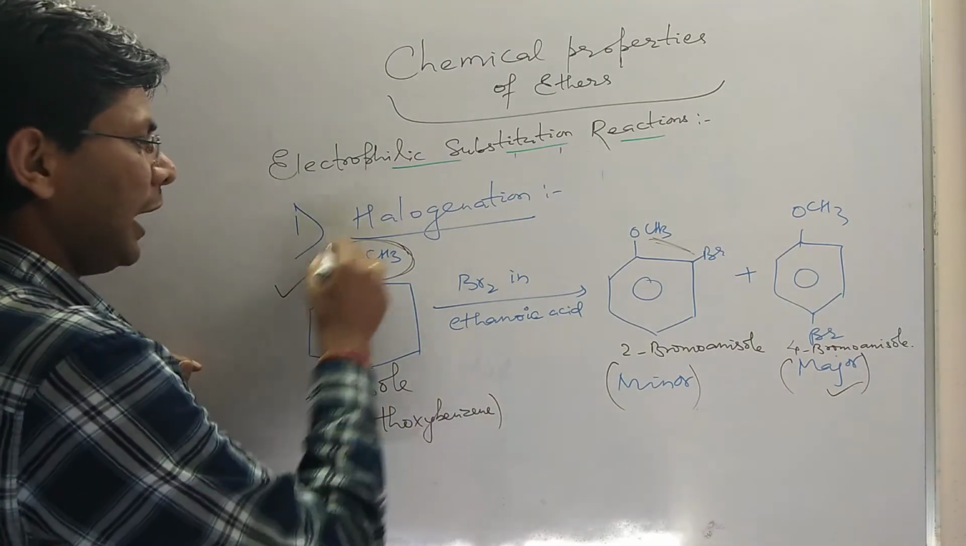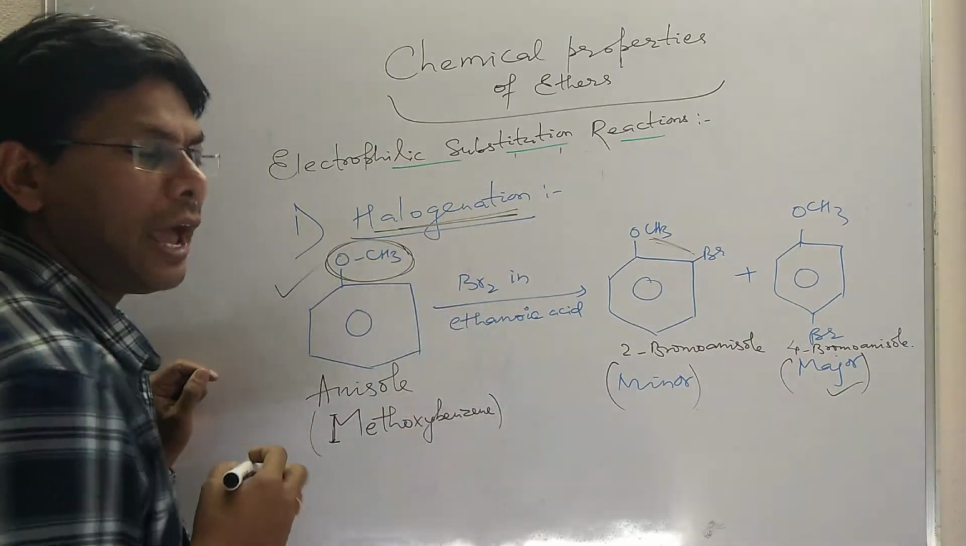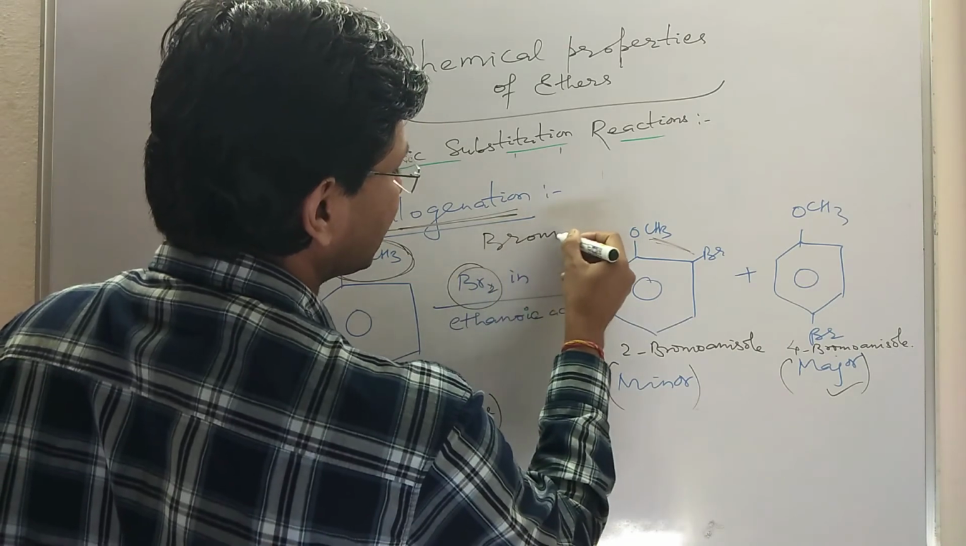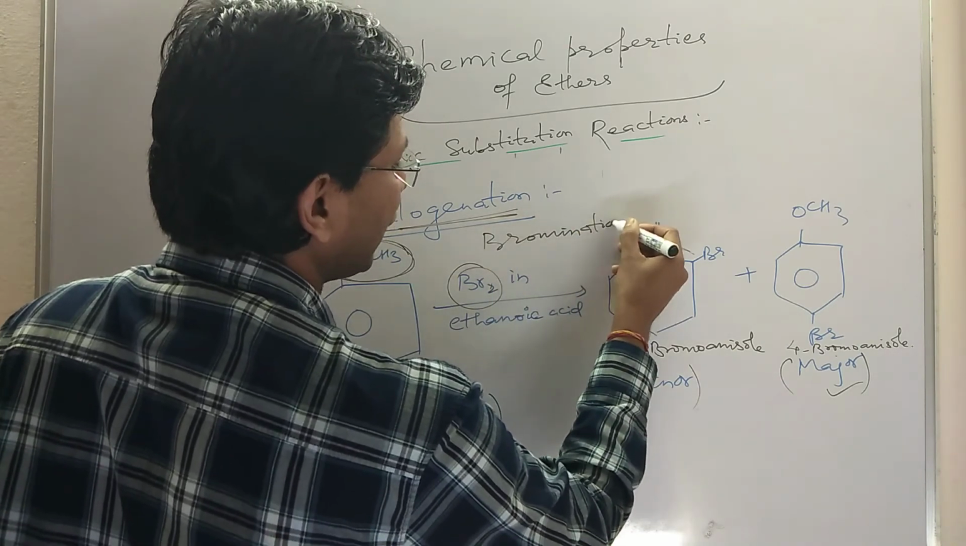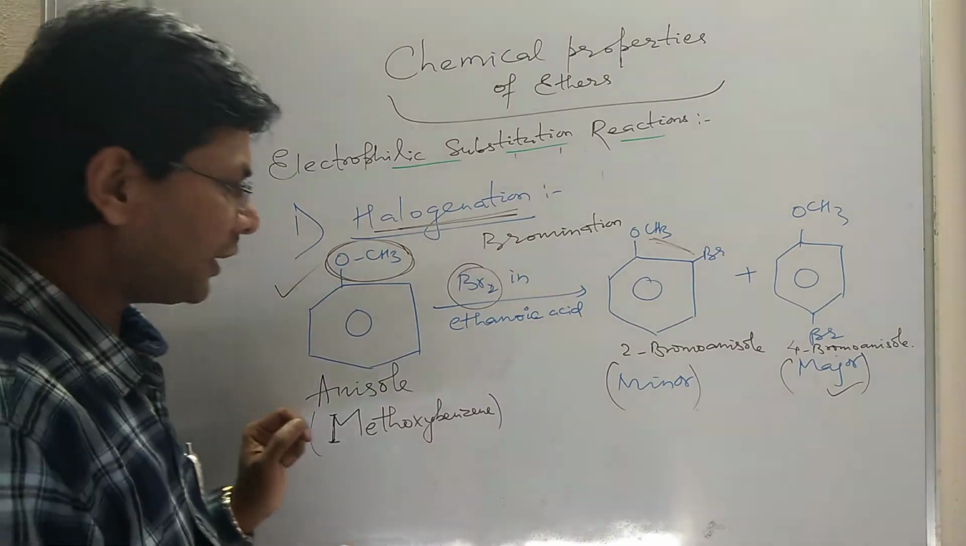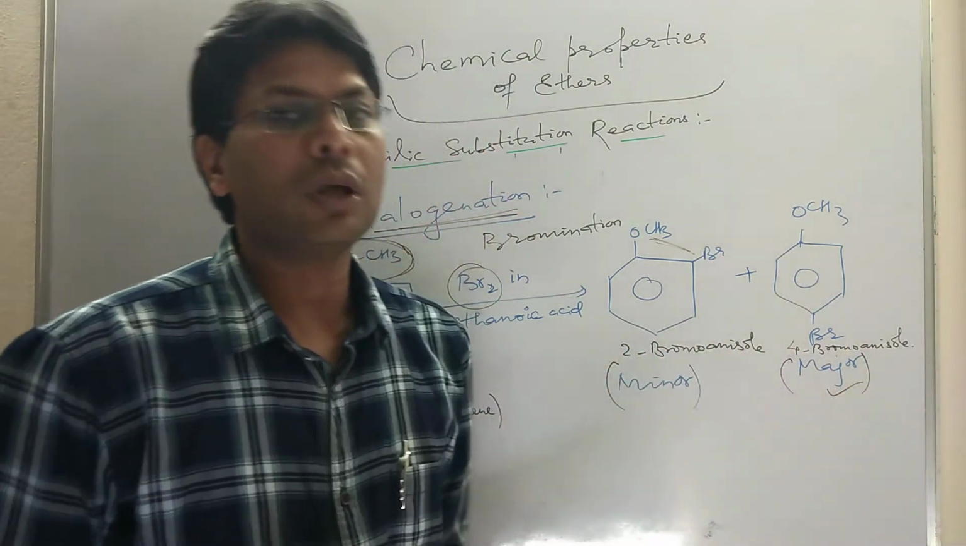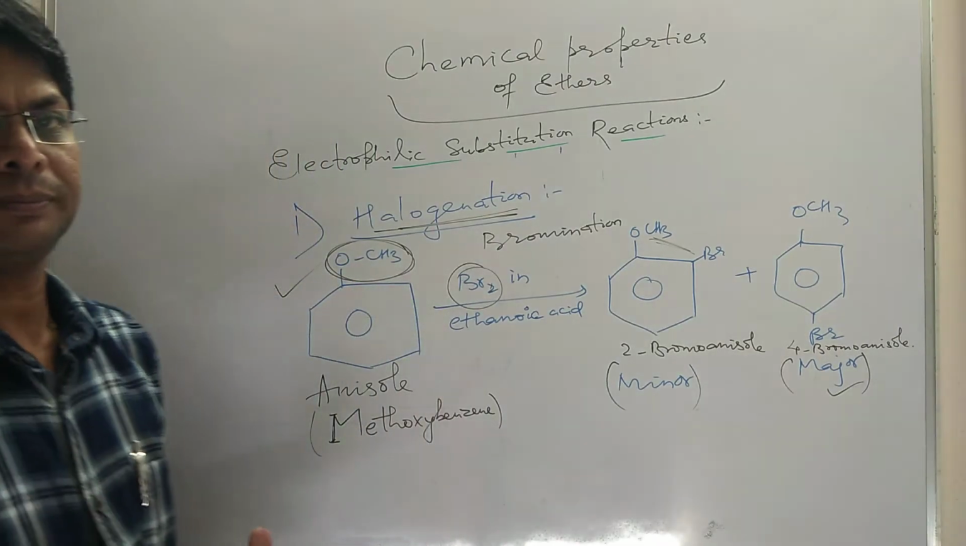This is the halogenation, addition of halogen. So here we are adding bromine, so it is called bromination. So bromination of anisole gives 2-bromoanisole and 4-bromoanisole. 4-bromoanisole is the major product.